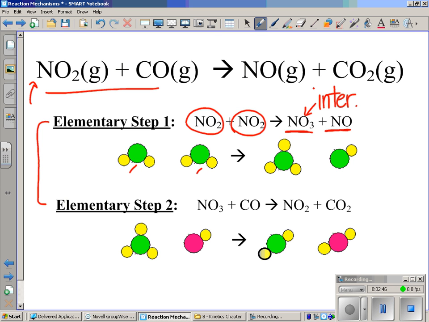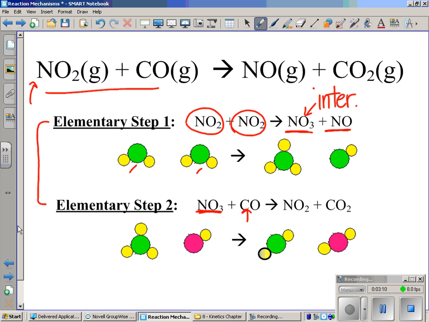So your intermediate, you can see in step 2 is here. It reacts with the other reactant, which is CO, and it forms NO2 and CO2. So you can see the steps of this reaction actually play out. And again, I'm not going to give you an overall equation and tell you to tell me what the steps are, but you should be able to look at the steps and be able to tell exactly what's going on. Okay, so those are the steps of this reaction.